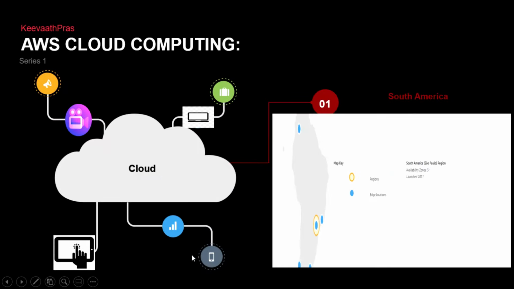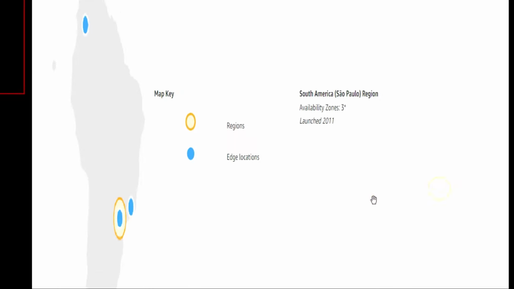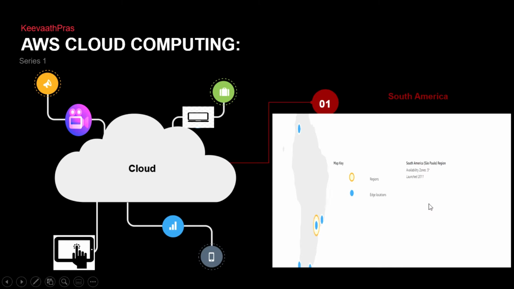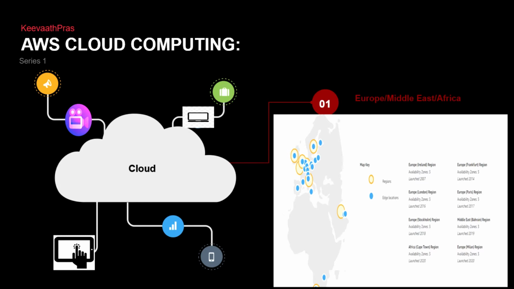Other than North America, we also have South America. I'm not sure what immediately comes to your mind when you say South America. For me, it is Brazil. So, in the São Paulo region, there are three. It got launched in 2011, so it has been 11 years, but still it is fairly new and they're picking up the market like crazy. Now we have clustered Europe, Middle East, and Africa.